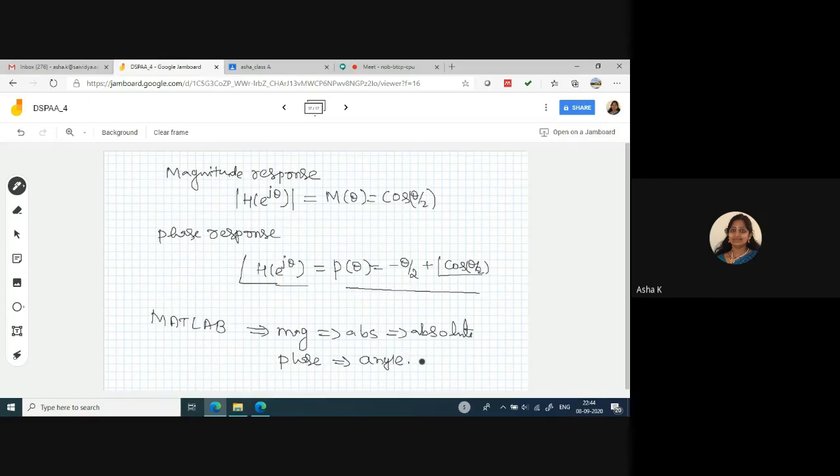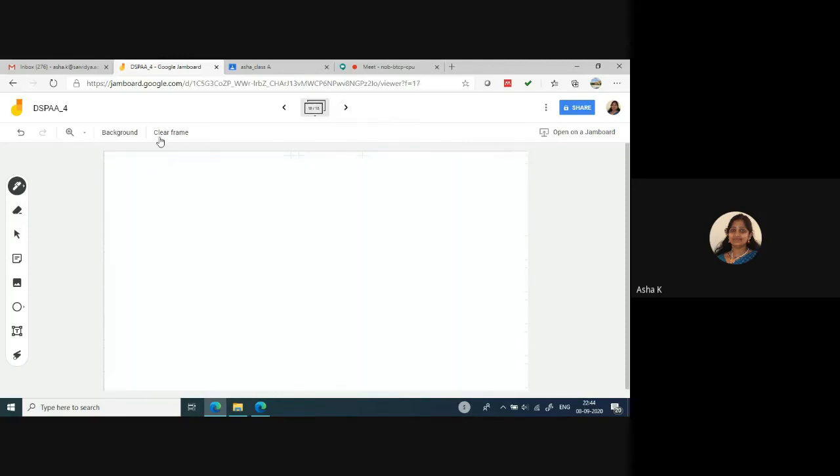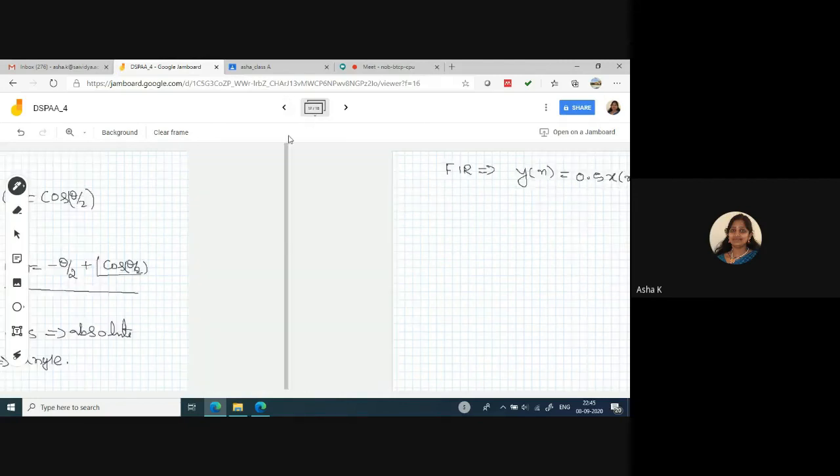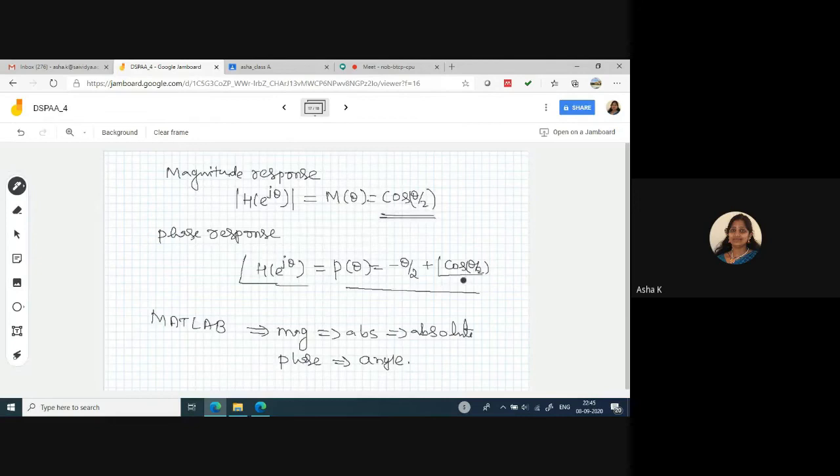The FIR filter equation that we have considered here is y of n is equal to 0.5 x of n plus 0.5 x of n minus 1. The magnitude response obtained is cos theta by 2, and this is the phase response value that we have obtained.